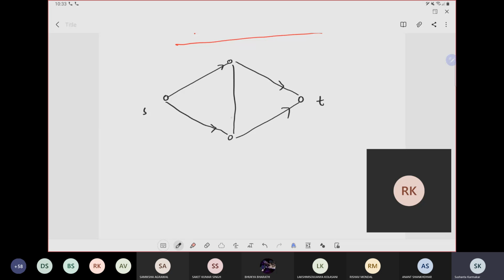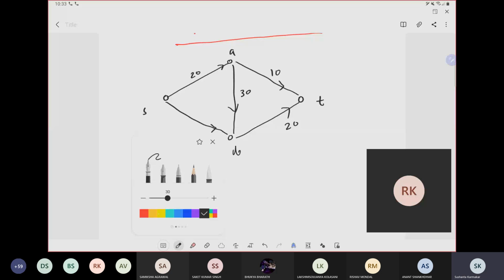And there is a connection like this. And this is 20. That means the capacity of this edge is 20. Let's say this is A, this is B. This is, let's say, 10. This is, let's say, 10. This is, let's say, 20. This is, let's say, 30. Okay. So once I have this, what is the best possibility?